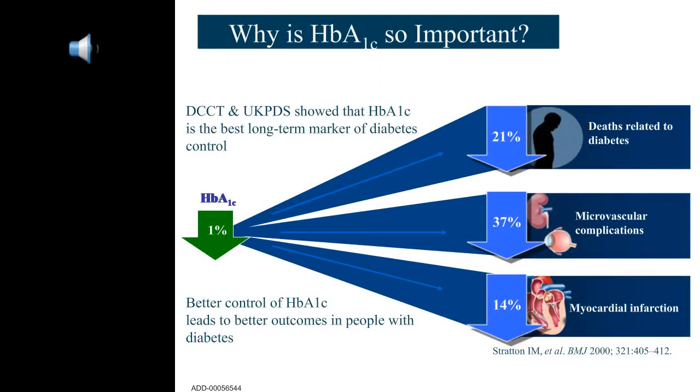These are not acceptable for clinical use, especially when we assume that a 1% change in hemoglobin A1C as measured in the DCCT and UKPDS studies shows that a 1% difference can lead to a 21% improvement in deaths related to diabetes, a 37% improvement in microvascular complications, and a 14% improvement in myocardial infarction. So methods with this level of difference are not of any clinical use.